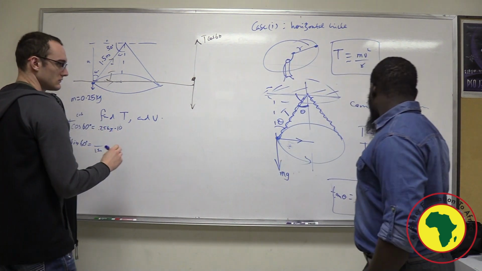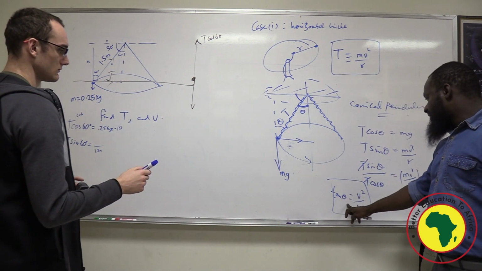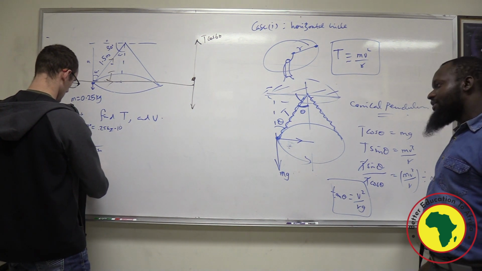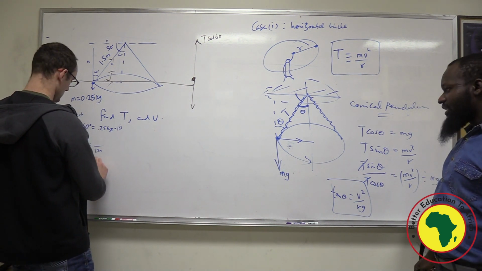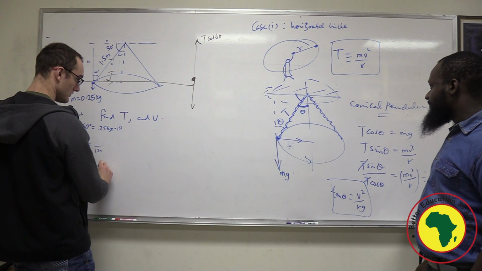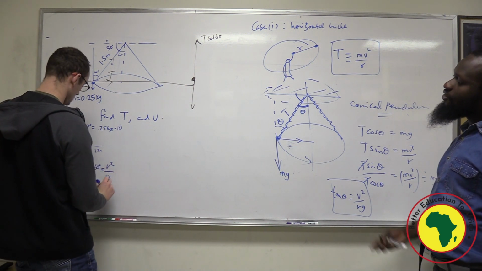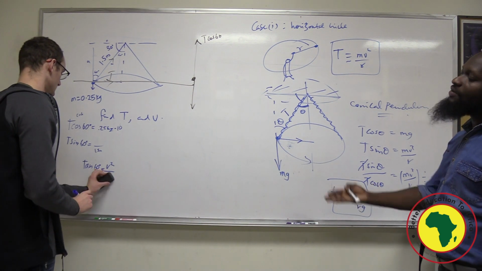You can just divide both equations like I did. So you know that tan theta is v squared over rg. From here you can get v, okay? When you divide both equations, tan 60 exactly equals v squared over rg. So you know your r to be 1.5, and from there you can get your velocity.